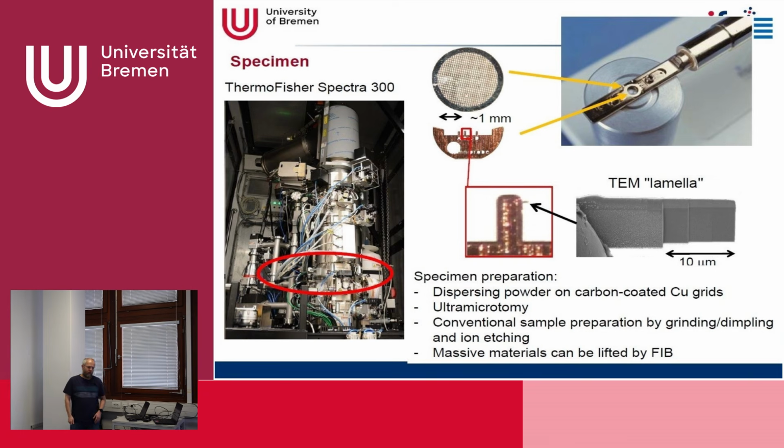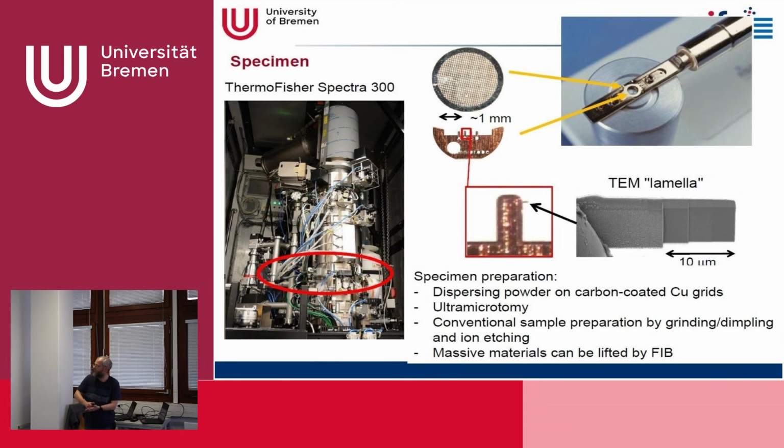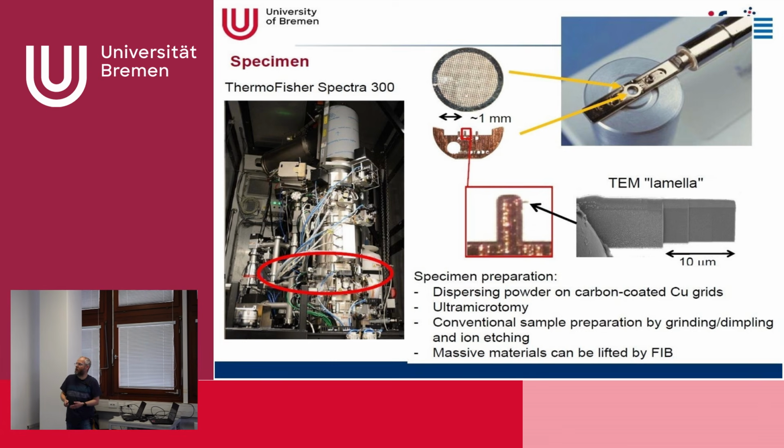If we have a larger part like this, we can cut a small part of it, then we can grind it very thin to about maybe 5 micron, and then we can ion etch this small part until we have a small hole in the middle, and in the vicinity of the hole we will get electron transparent areas.